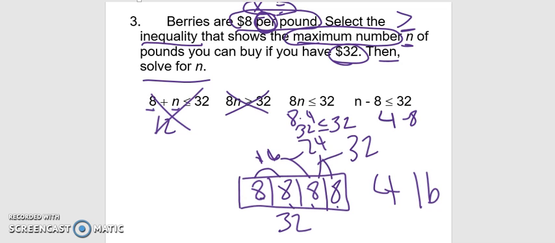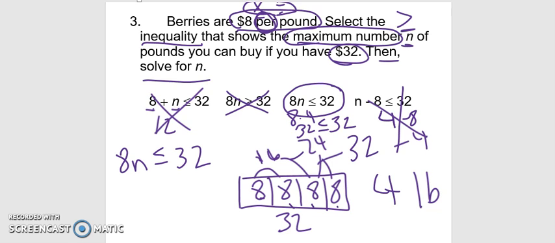4 minus 8 does not equal 32. In fact, it's negative 4. So I know that my answer has to be 8n is less than or equal to 32. So then I take 8n less than or equal to 32.